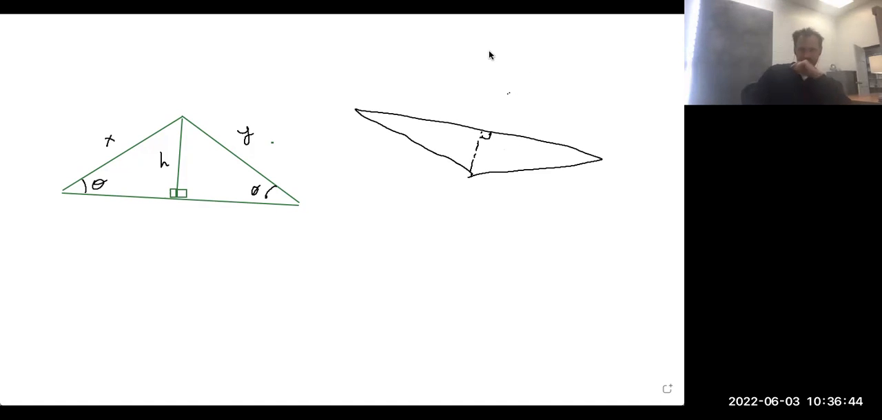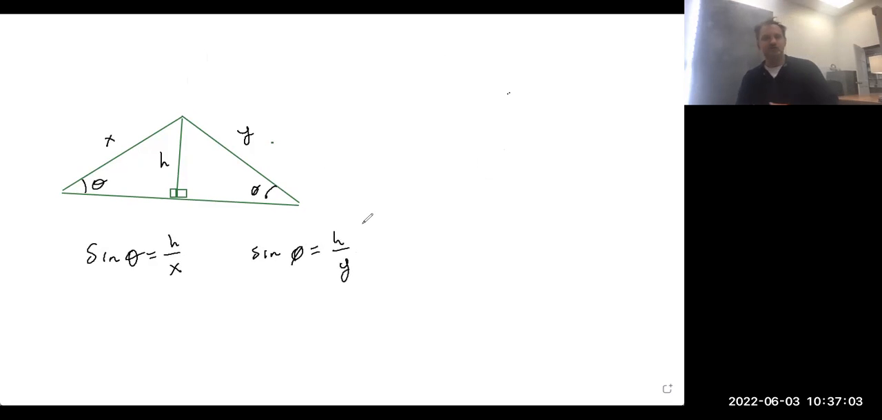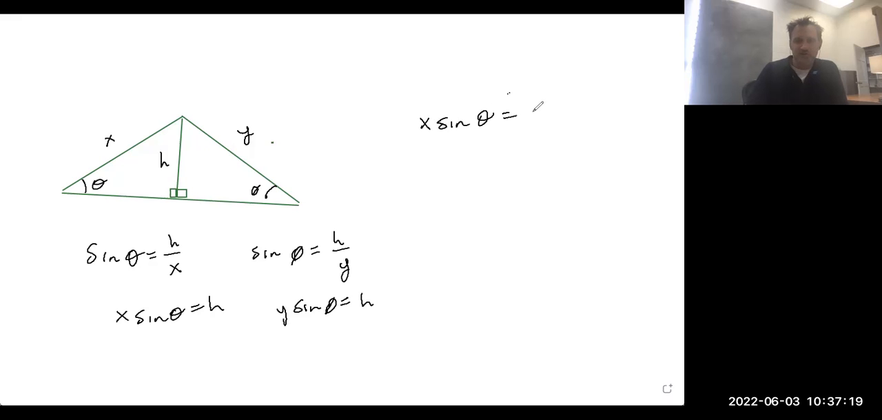So the key here is that if I think about the sine of both theta and phi, sine theta, sine phi, they both have h in them, right? This is going to be h over x. This is going to be h over y. And so what I can do is solve x sine theta equals h, y sine phi equals h. And now I can put these together because h has to be equal to h. So in other words, x sine theta equals y sine phi.